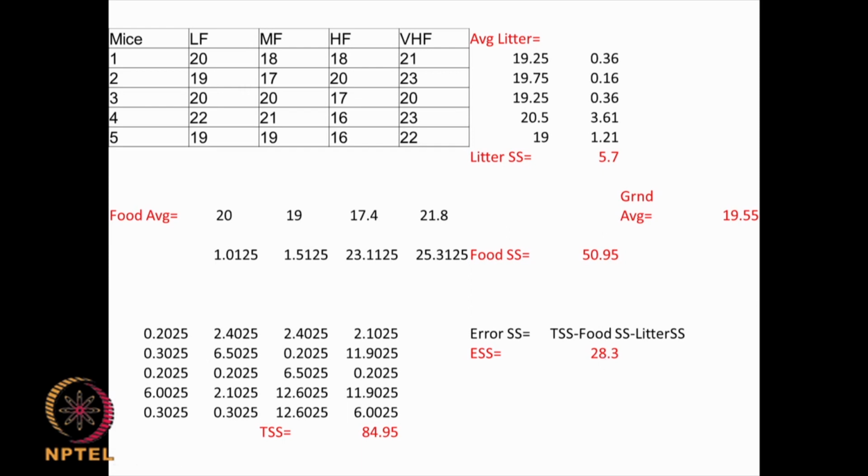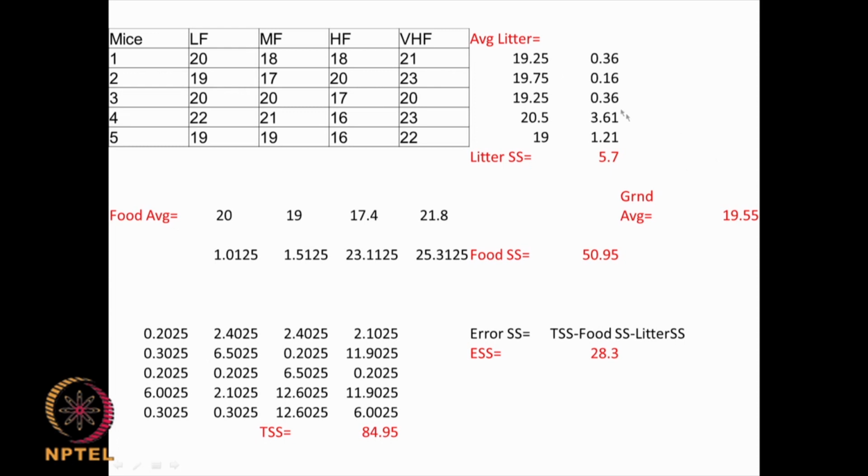Do you understand? So, I have one more variable here, not only the food. I also want to see whether the mouse responds differently. Just like I take the average for the food, I take the average for each one of the mice, because each one of the mice could be coming from a different population of the species.